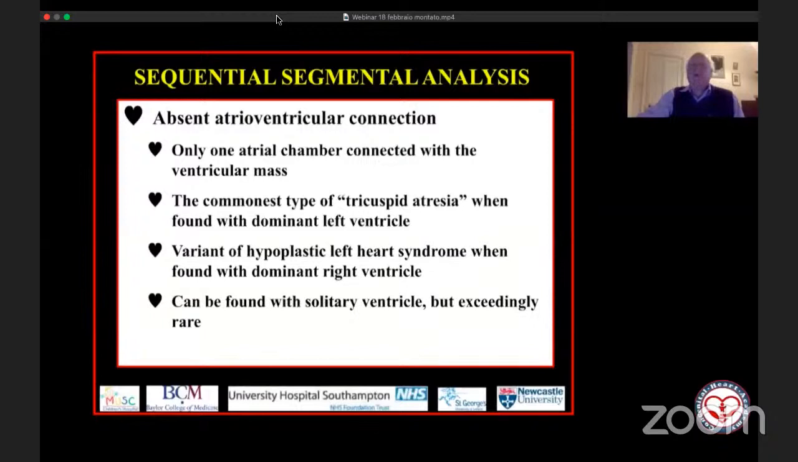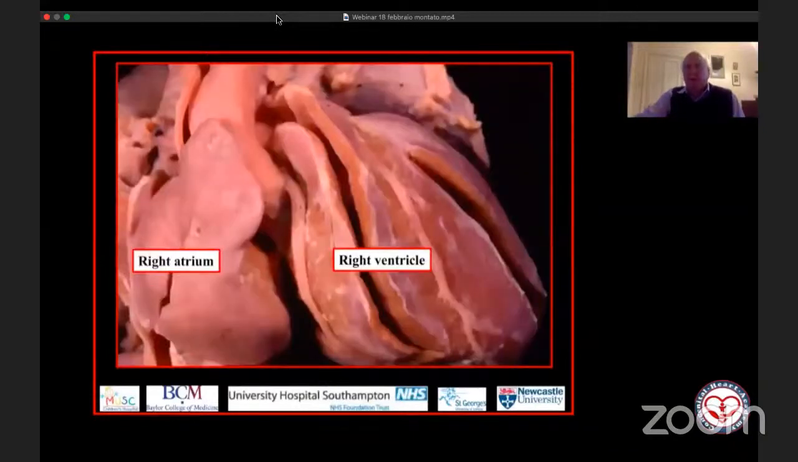Very rarely we can find absence of an atrioventricular connection with a solitary ventricle, but this is truly rare. Remember, however, that we need to distinguish the hearts with absence of an atrioventricular connection from those in which one of the valves is imperfect, because this produces atrioventricular valvar atresia, but in the setting of biventricular rather than univentricular atrioventricular connections. So this is what we are going to be looking at.